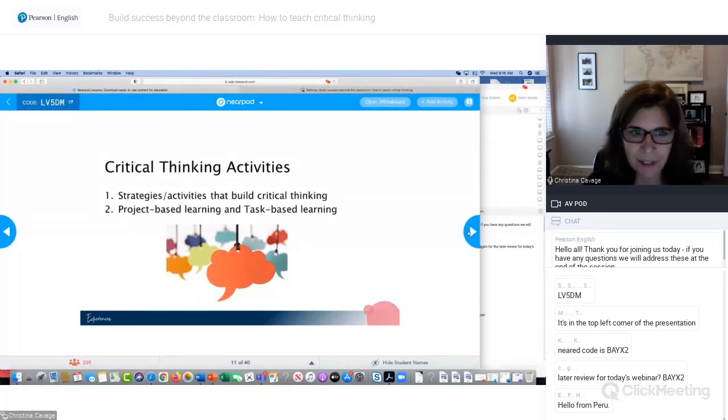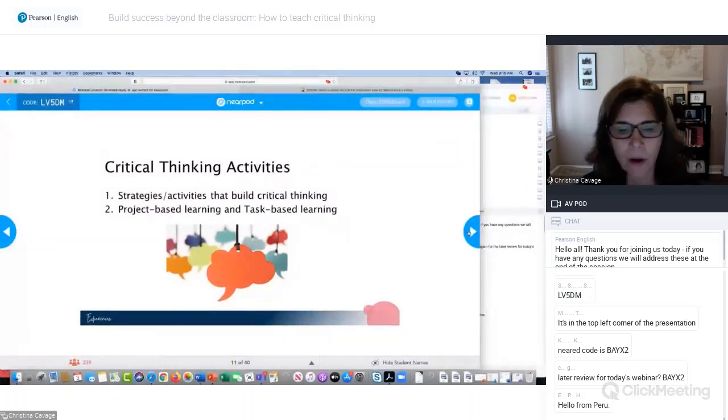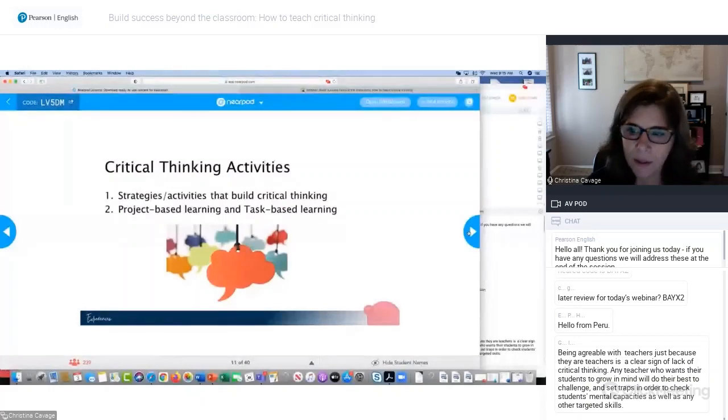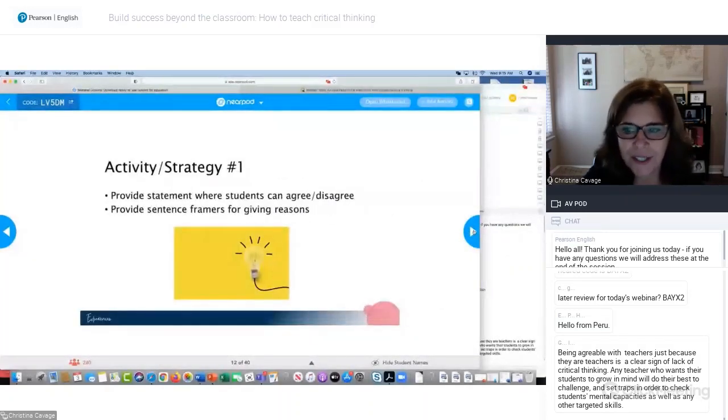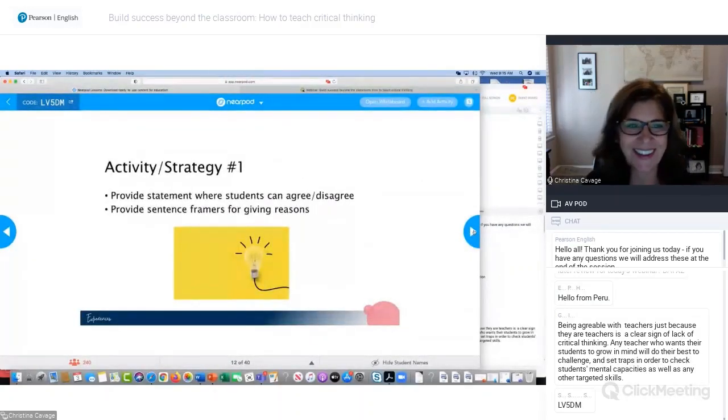I'm a big advocate for both project-based learning and task-based learning because I think not only do they represent authentic tasks that our students are going to be doing when they leave our programs, but they also really naturally build critical thinking skills. So strategy one, we already did, okay?